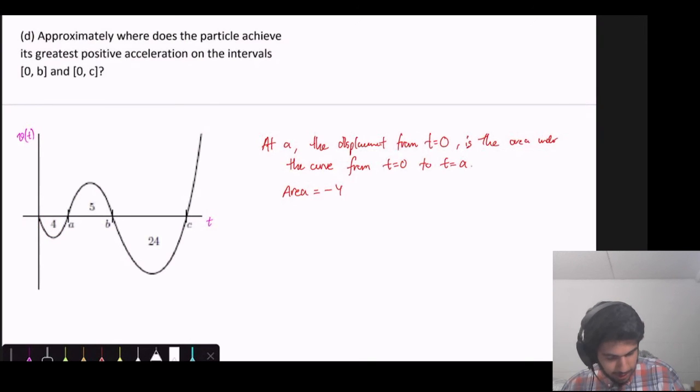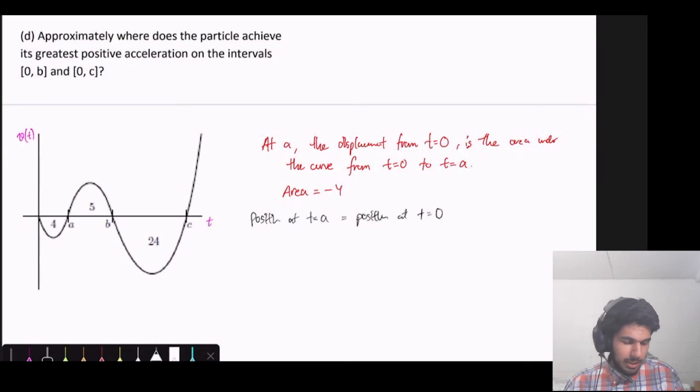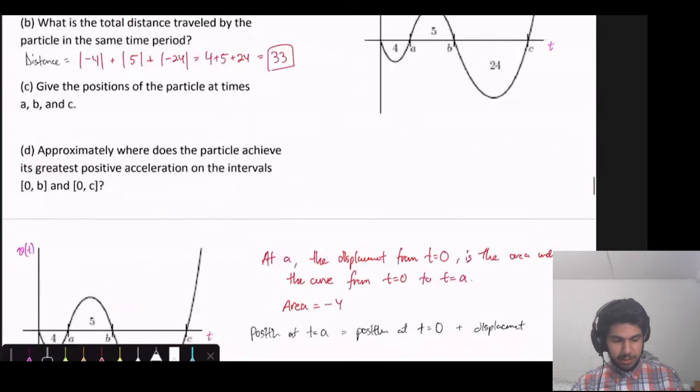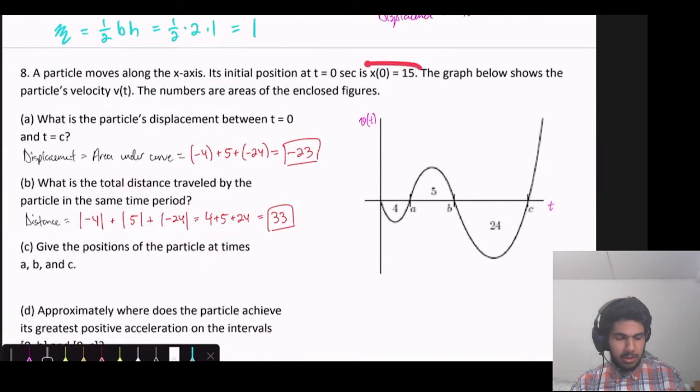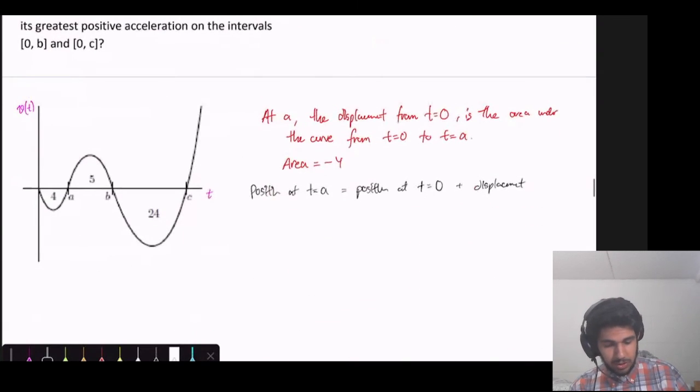So then its position at t equals a is equal to its position at t equals 0 plus displacement, because displacement is measured from t equals 0 to the time it is now. We're given that at t equals 0, the position is 15. X of 0 is 15. So this is going to be equal to 15 plus negative 4, which is equal to 11.